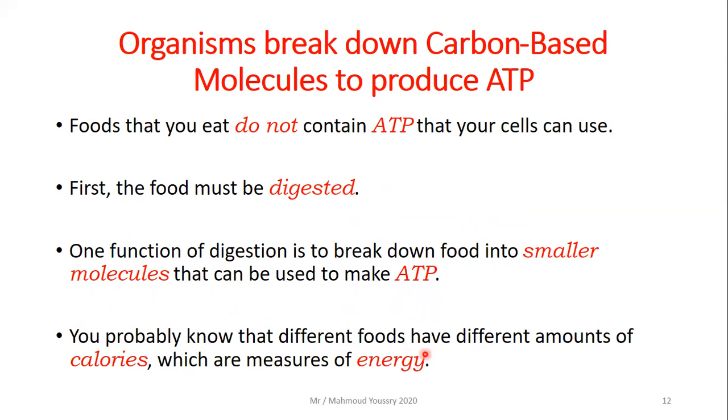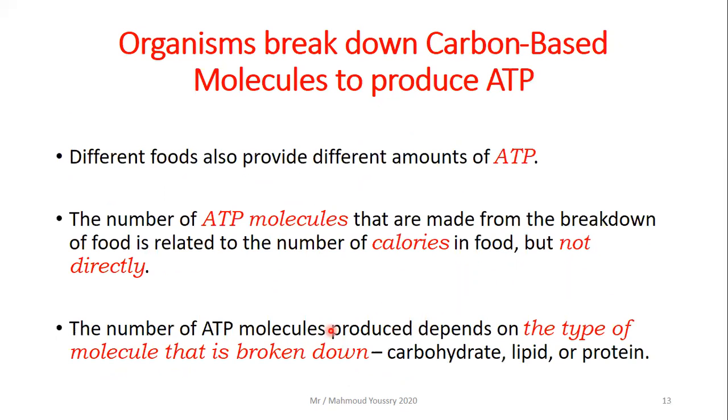You probably know that different foods have different amounts of calories. We all talk about calories now, a calorie is a measure of energy. So different foods have different amounts of calories, okay? So different foods also provide different amounts of ATP.